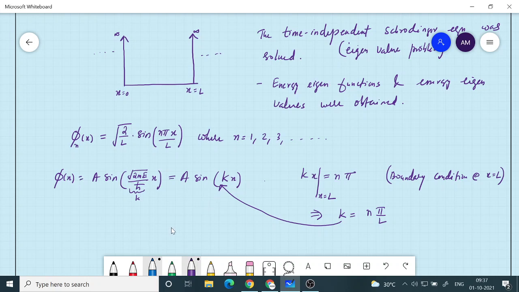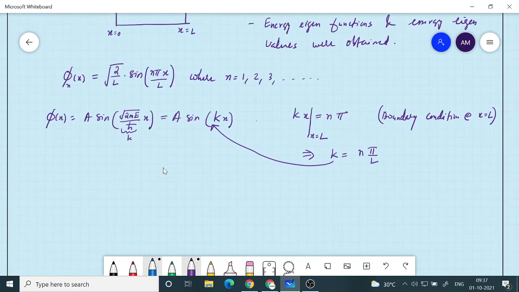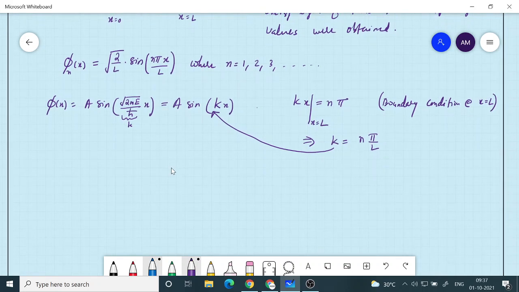Now what is k? k is basically called the wave vector, which is related with momentum. So k is 2 pi by lambda. Basically it tells you how the phase changes with the length. Okay, so rate of change of phase, so that's why it's called phase constant, rate of change of phase with respect to x.